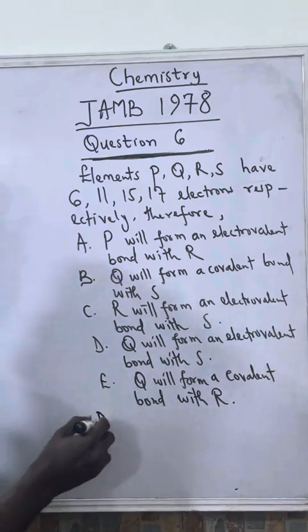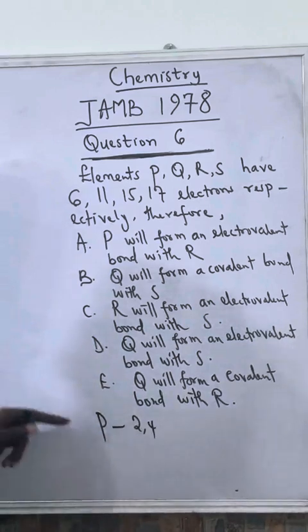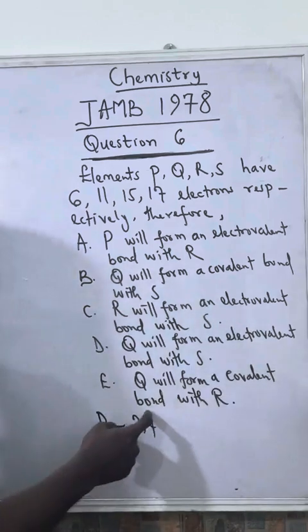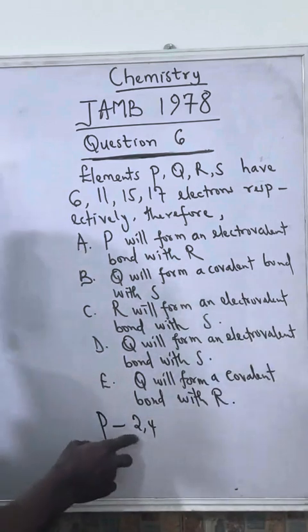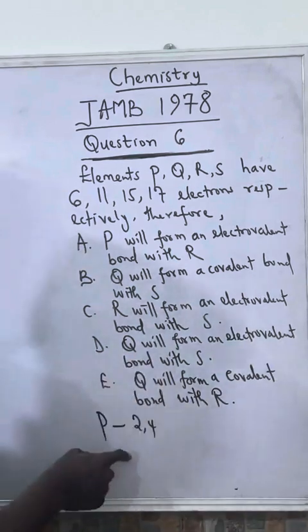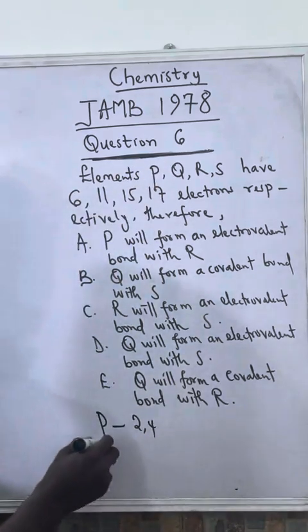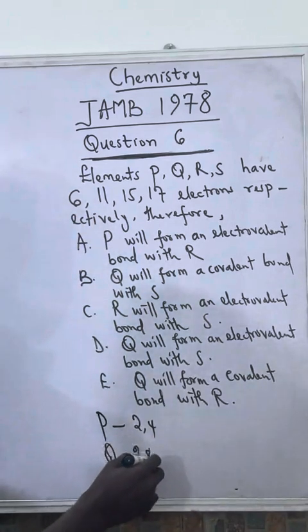So for P now, the electronic configuration of P will be 2, 4. So this belongs to group 4. This is a group 4 element. In short, this is even carbon, because the atomic number of carbon is 6. That's 2, 4. So let's talk about Q. Q is 11. That's 2, 8, 1.